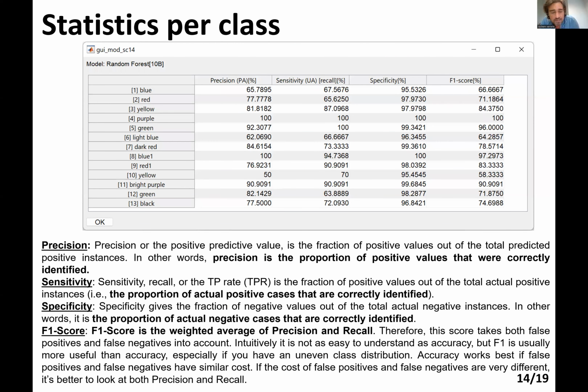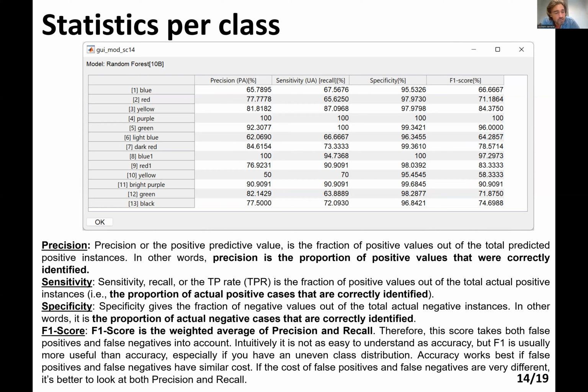And maybe the most interesting one are the statistics per class. So still the same model. We offer the most widely used statistics, which is precision. Precision is a proportion of positive values that were correctly identified. Sensitivity, which is a proportion of actual positive cases that are correctly identified. Specificity, which is a proportion of actual negative cases that are correctly identified.